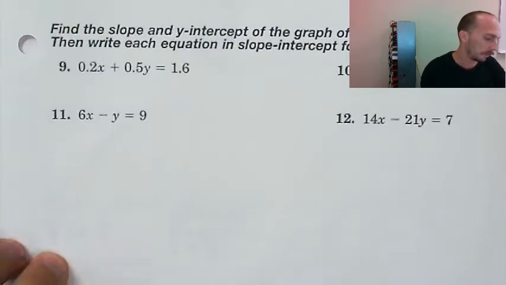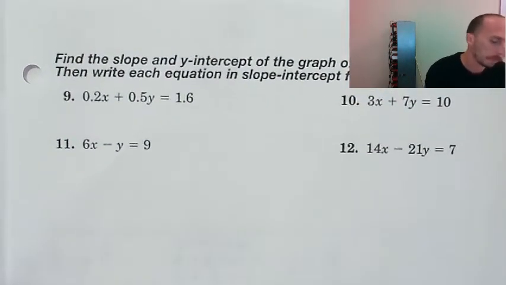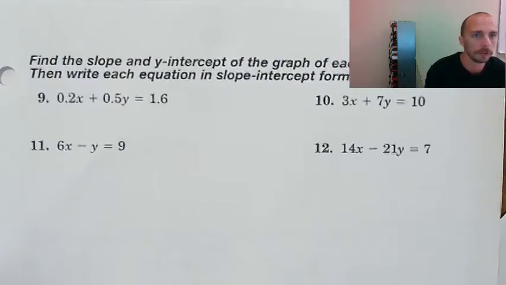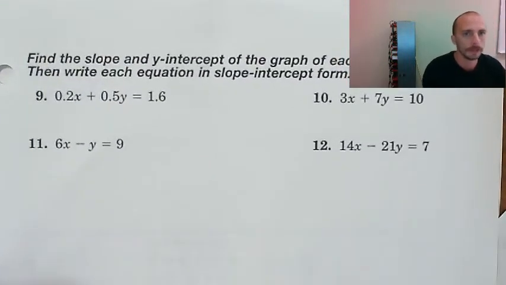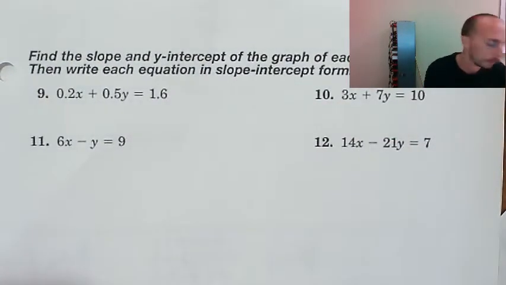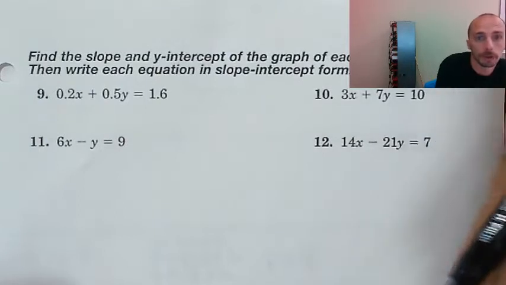All right, now we're going to find the slope and y-intercept of the graph of each equation. Then we're going to write the equation in slope-intercept form. With each of these, I'm going to solve for y, and if you already know the formula for slope off of ax plus by equals c, good for you, just use that. But you can check your answer against my work.